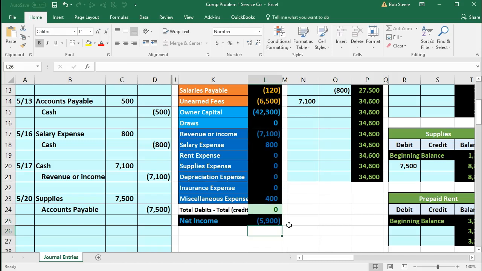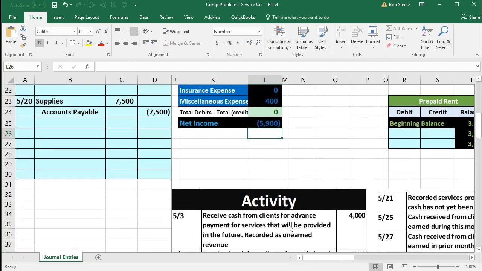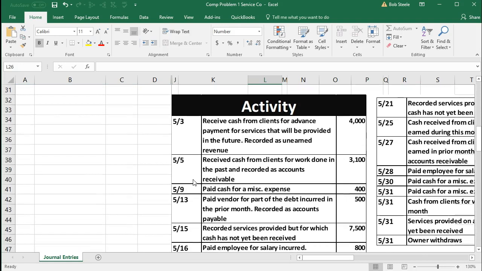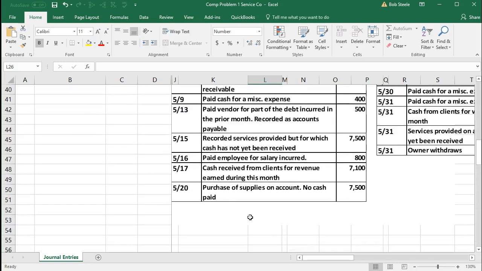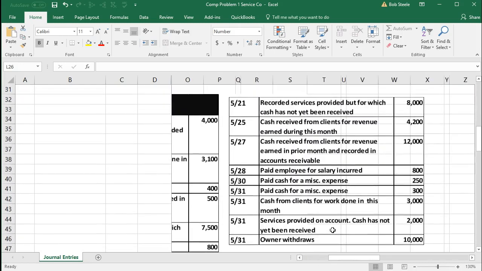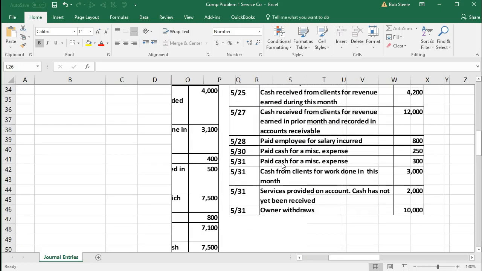This is income and not a loss. We then have the activity down here. We have completed the left side of the activities from 5.3 down to 5.20. We will now be completing this side, 5.21 down to 5.31.